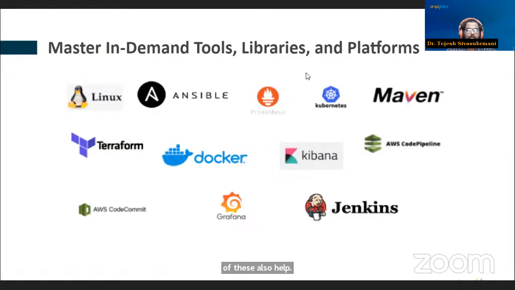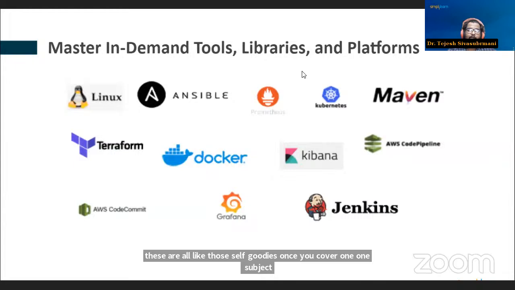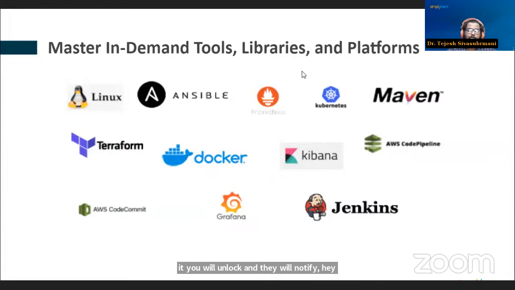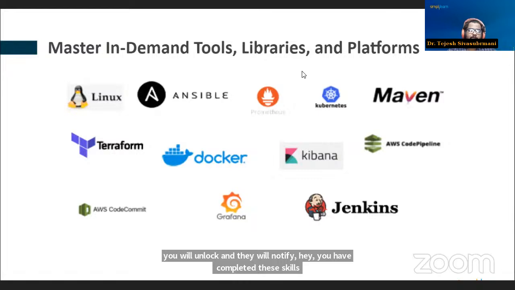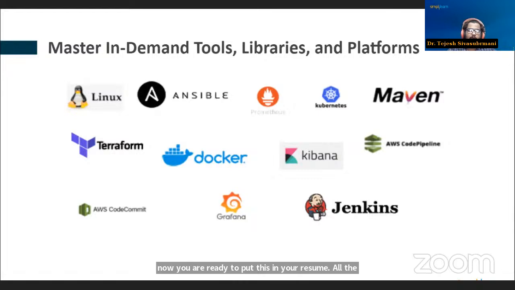For example, in the basic ones, Linux, you can see Terraform, you can see Ansible, and then in the mid-level courses, you can see Docker, Kubernetes, Maven, Kibana, Jenkins. Some of the monitoring tools, you can see Grafana. So these are all like those goodies. Once you cover one subject, you will unlock, and they will notify you, hey, you have completed these skills. Now you are ready to put this in your resume. All the best for your next subject. Again, once you conquer that, you unlock, and then you can put these in your skills like that.